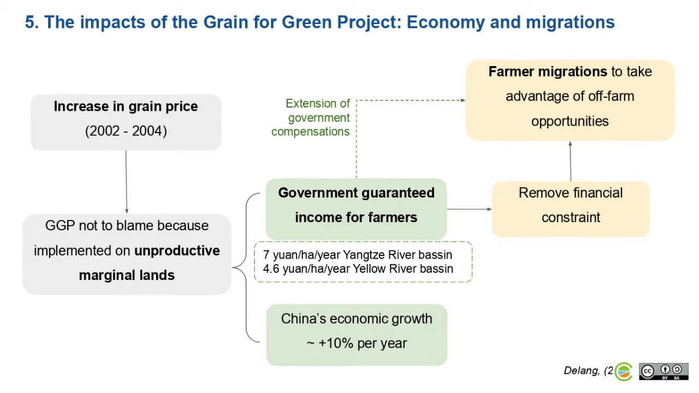But there were also some adverse effects because the guaranteed income from the government was supposed to last only for a few years after the Grain for Green project started. But the government was afraid that the farmers would convert back their land if they were not receiving the payment anymore. So they decided to extend this payment.